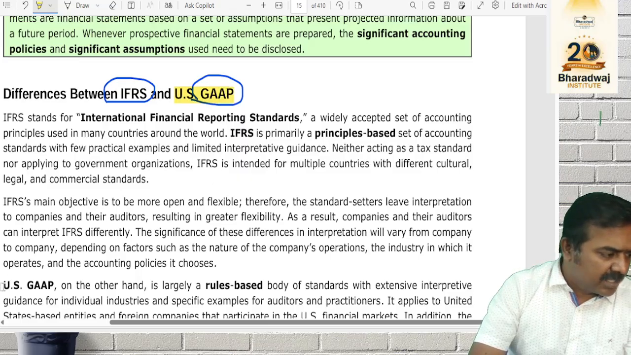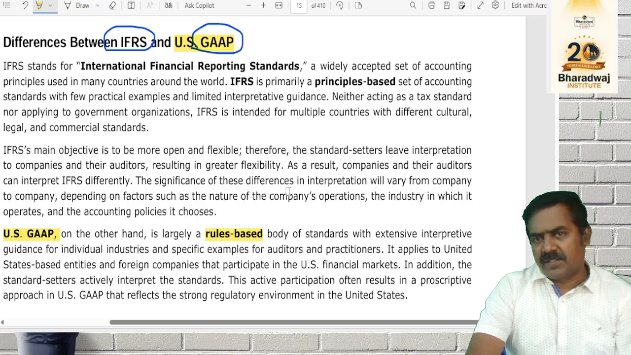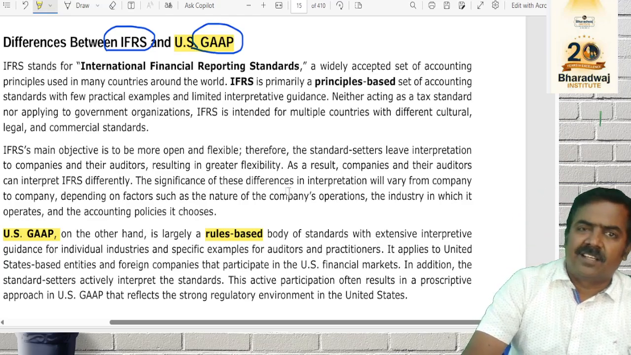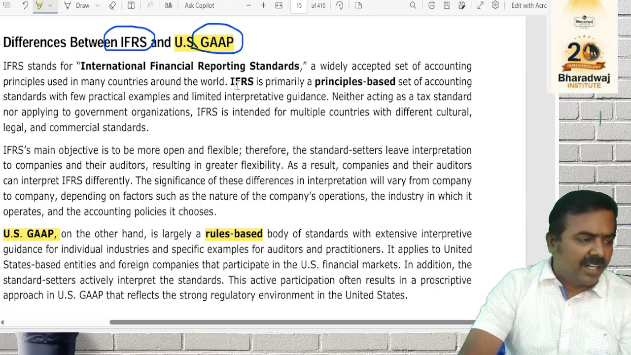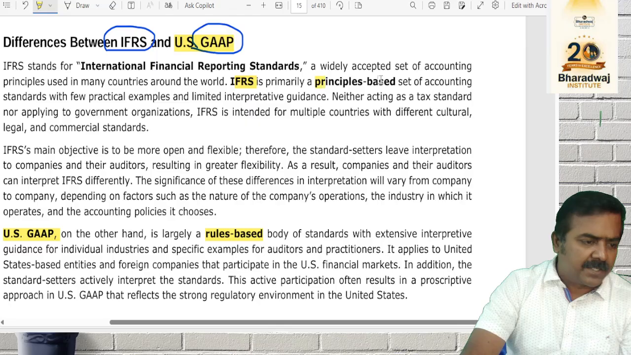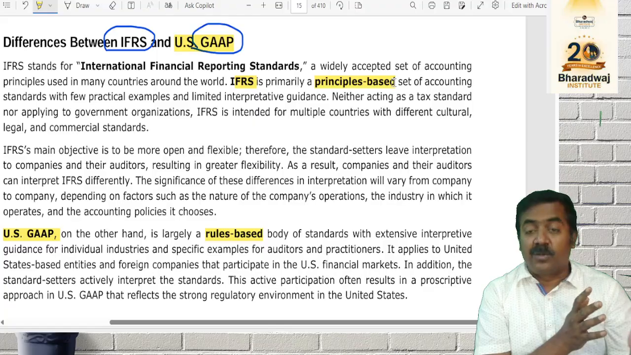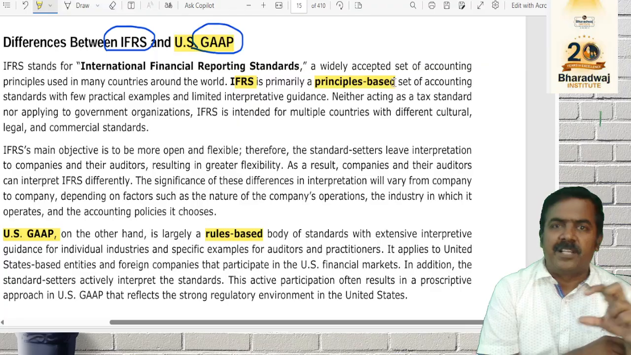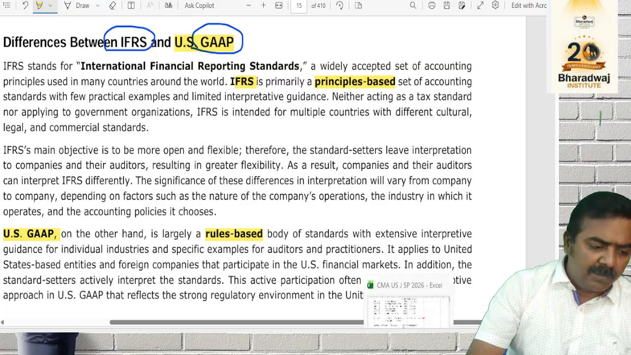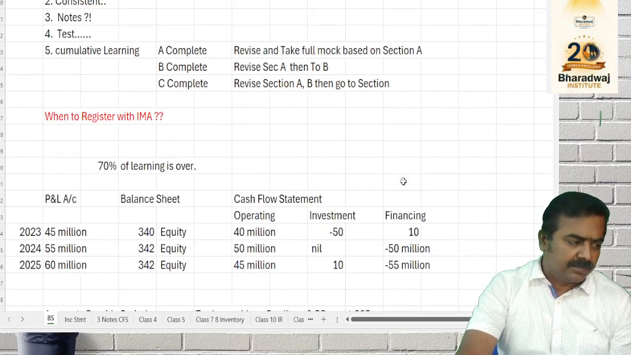So from this you can understand US GAAP is rule based. US GAAP is which one? Rule based. Rules are rigid, that cannot be changed, that is not changed over a period of time. But IFRS is more principle based. Let me tell you, for example, IFRS talks about, we are going to see later, value the inventory at cost or market price, whichever is less. What do you mean by market price?